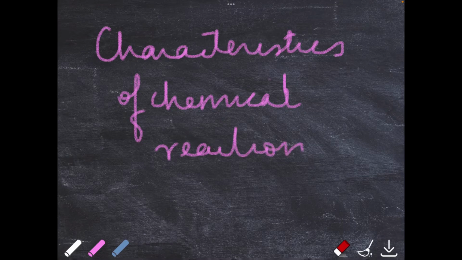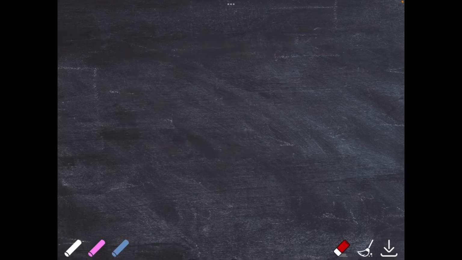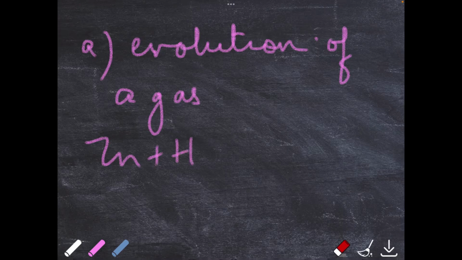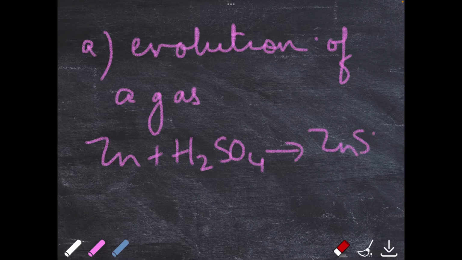Now, we'll be discussing certain characteristics, and even if one characteristic is present, that means a chemical reaction has taken place. For example, evolution of a gas. If a gas is evolved, that means a chemical reaction has taken place. For example, Zn plus H2SO4 gives you ZnSO4 plus H2. So hydrogen gas is evolved over here, which burns with a pale blue flame.